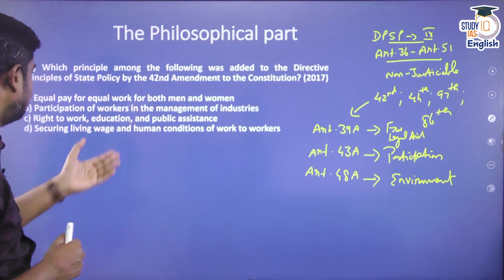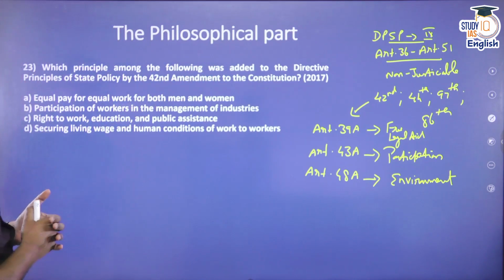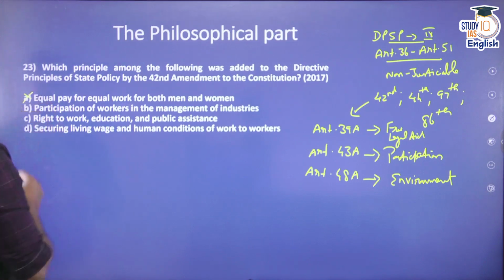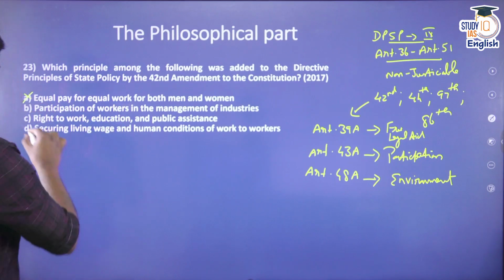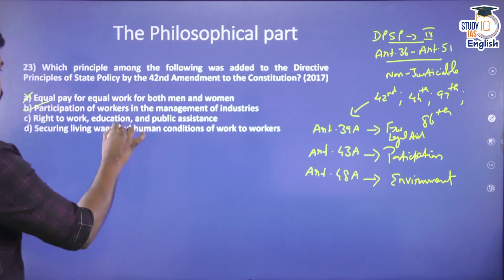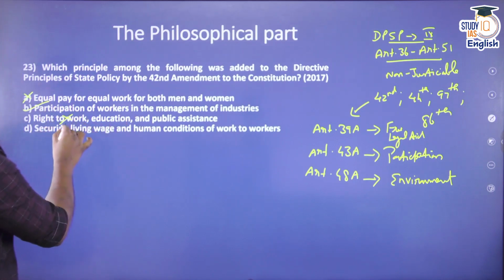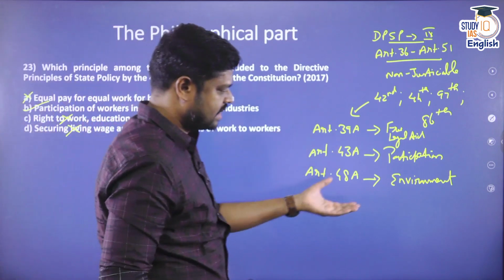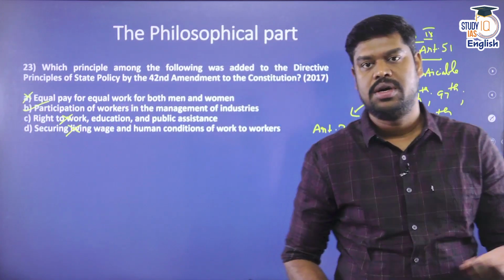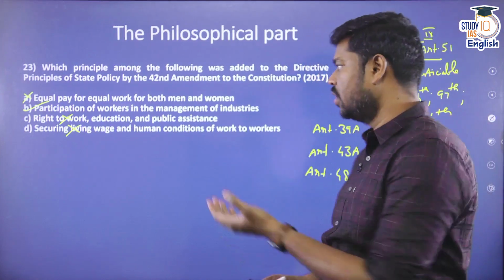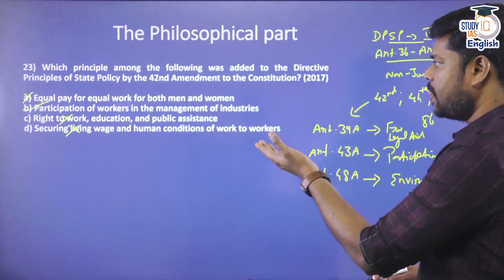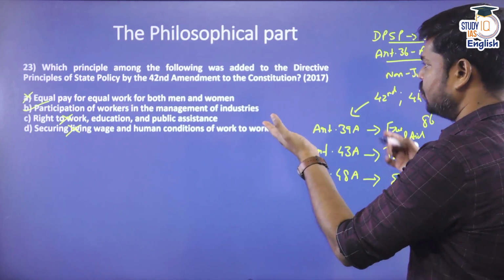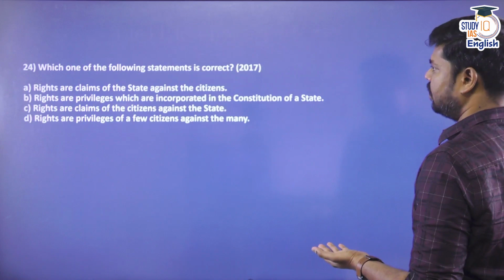So, with this information, come to the question: equal pay for equal work for both men and women. So, equal pay for equal work was not inserted. Participation of workers in the management, yes, of course it was inserted. Right to work, education, public assistance was not there. Securing living wage is not there. So, you may also look into the various amendments that have happened to the directive principles of state policy. So, the answer is option B, which was inserted by the 42nd Constitutional Amendment Act.